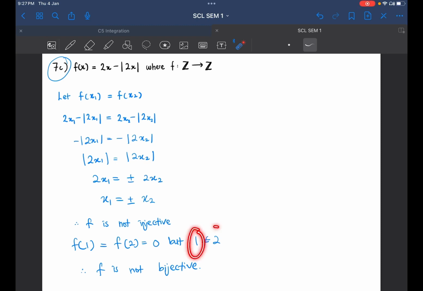Since different objects give the same answer, which means they have the same image, this means that they are not a one-to-one function, so f is not injective. Hence, f is also not bijective.